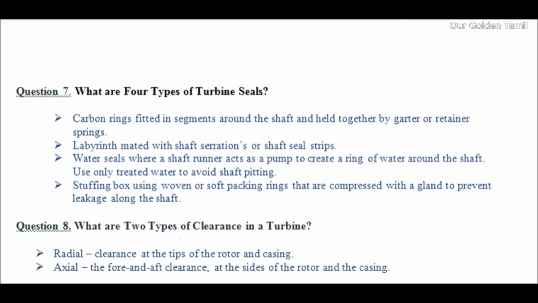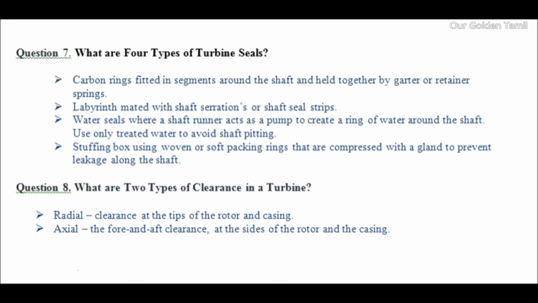Question 7. What are 4 types of turbine seals? Carbon rings fitted in segments around the shaft and held together by garter or retainer springs. Labyrinth, mated with shaft serrations or shaft seal strips. Water seals, where a shaft runner acts as a pump to create a ring of water around the shaft. Use only treated water to avoid shaft pitting. Stuffing box, using woven or soft packing rings that are compressed with a gland to prevent leakage along the shaft.